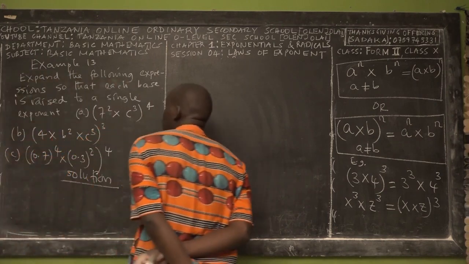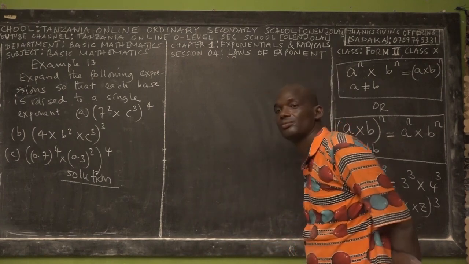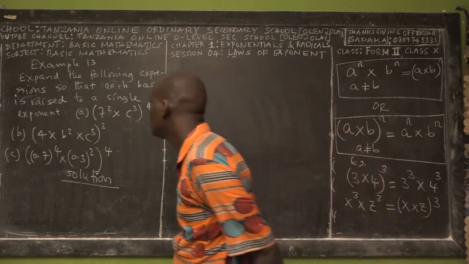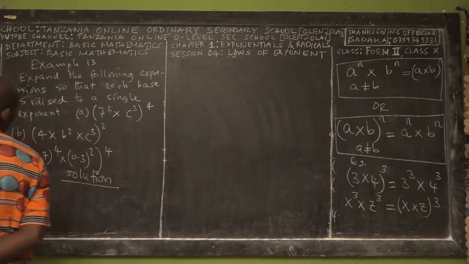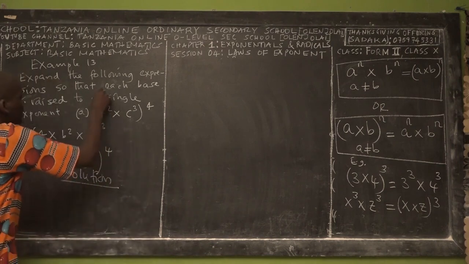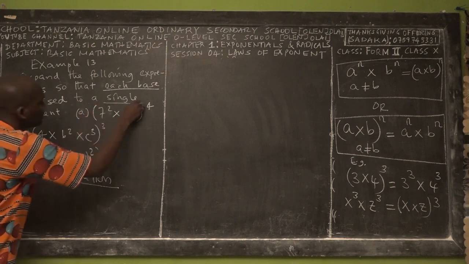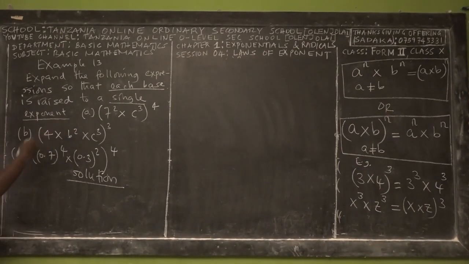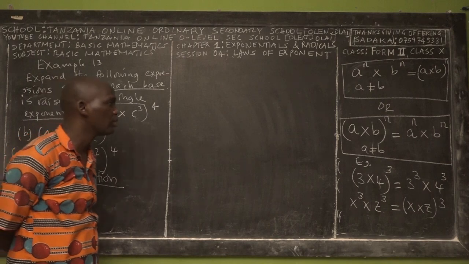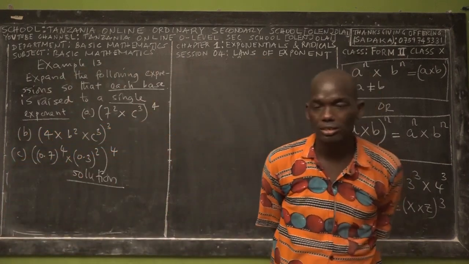Expand the following expressions so that each base is raised into a single exponent. That's the question. Understand the keyword: each base is raised into a single exponent. So first of all, we are given those exponents in a single exponent, but with different bases.